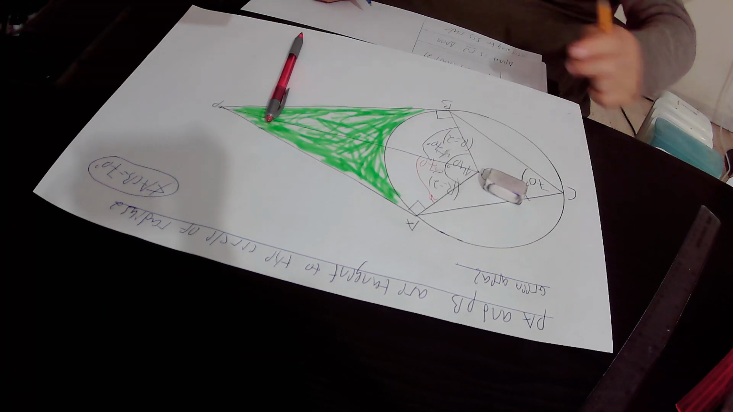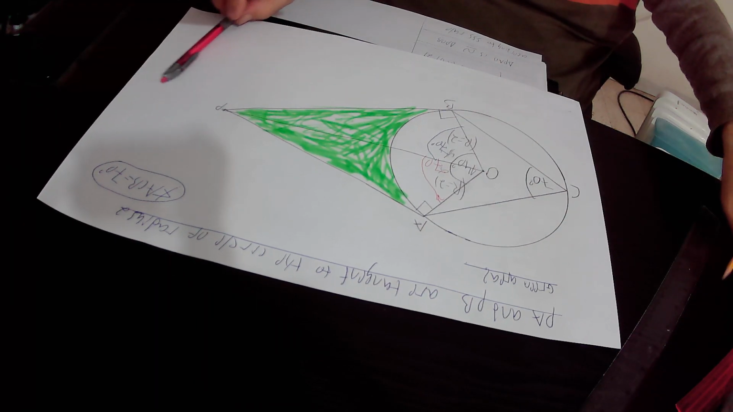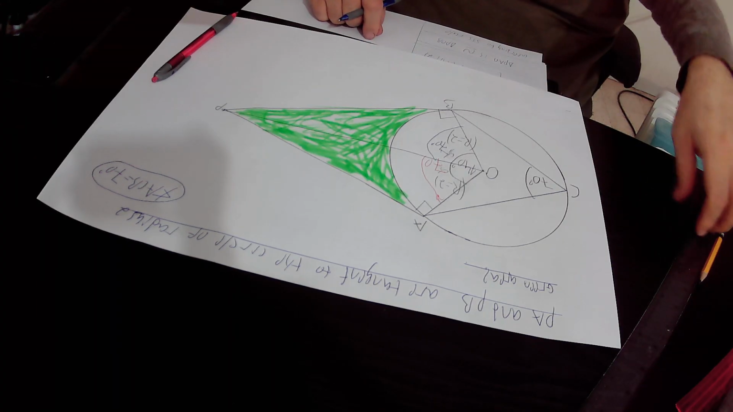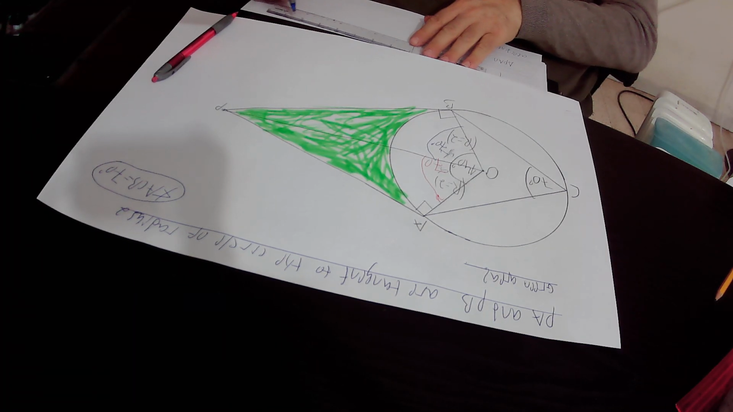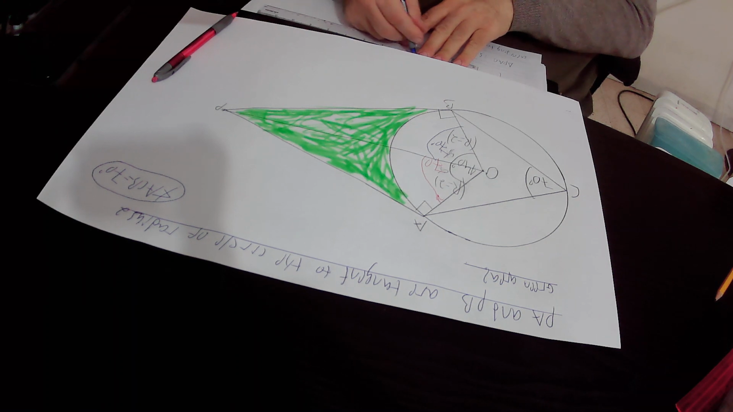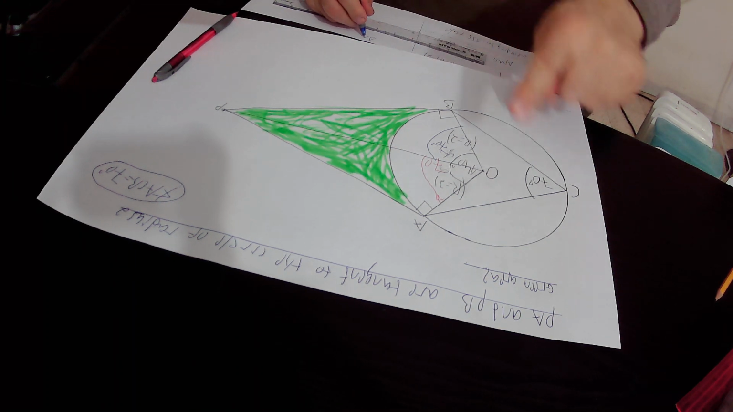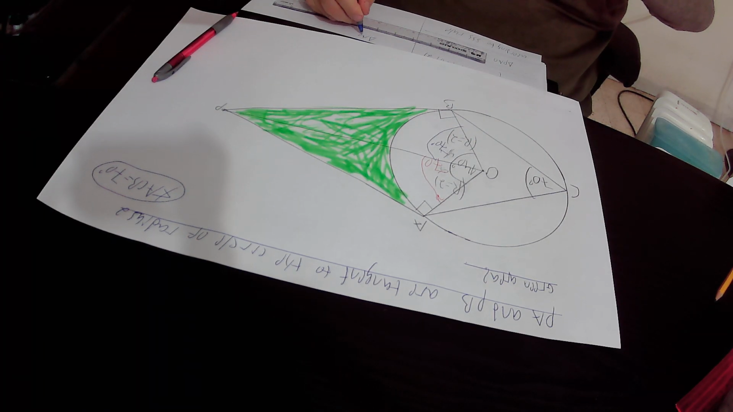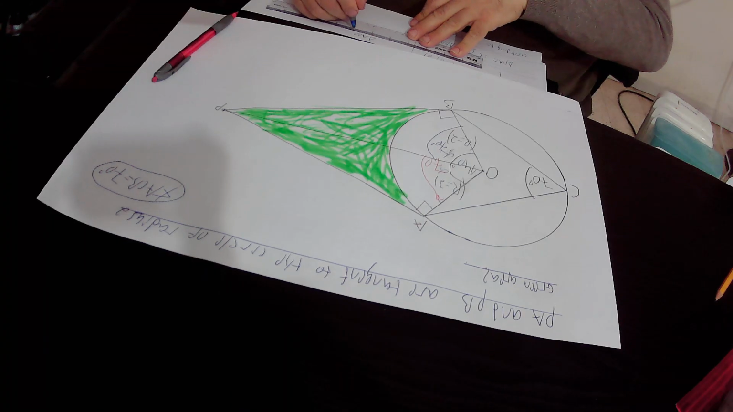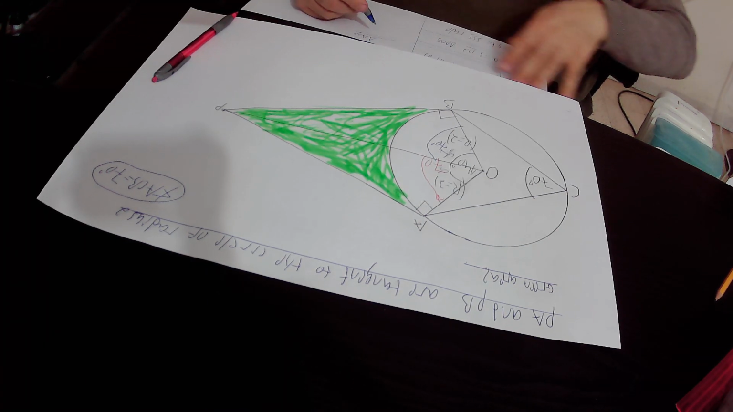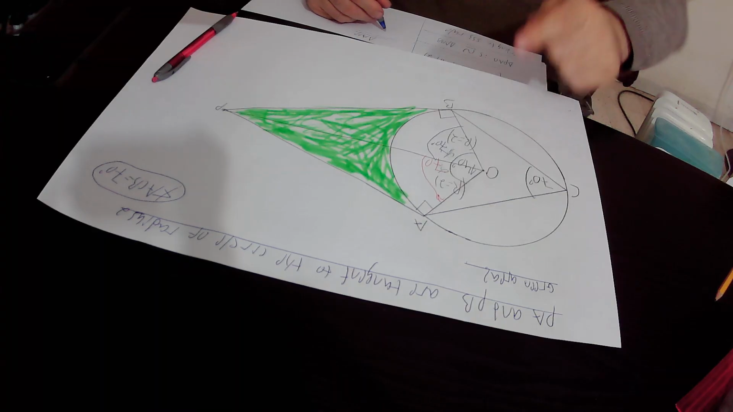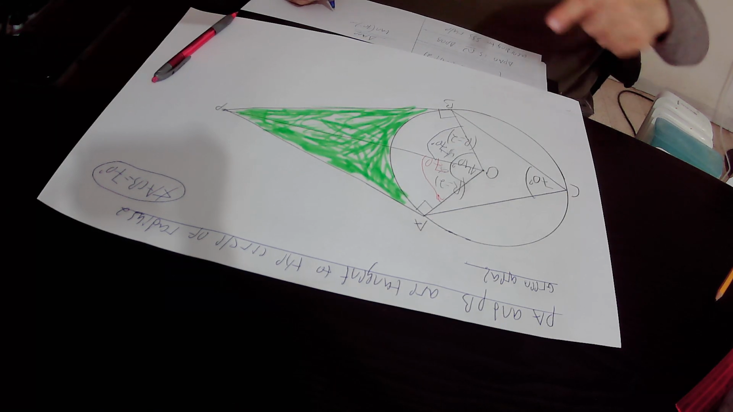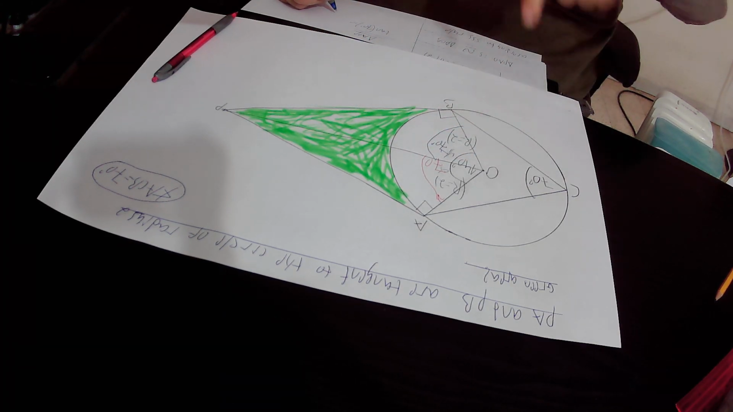In the next step, we will focus on the right upper triangle, triangle AOP. What is the value of tangent 70 degrees? Tangent 70 degrees equals AP over AO.